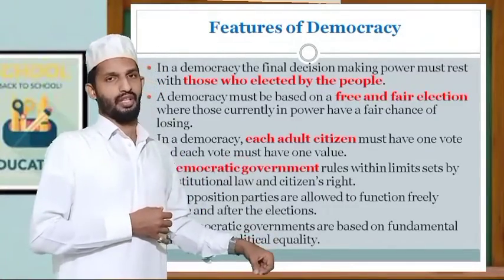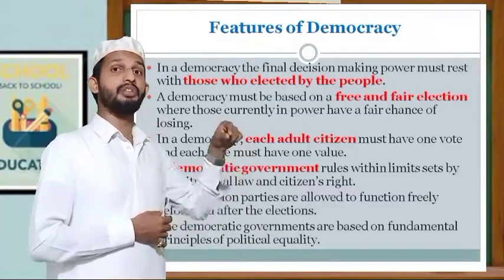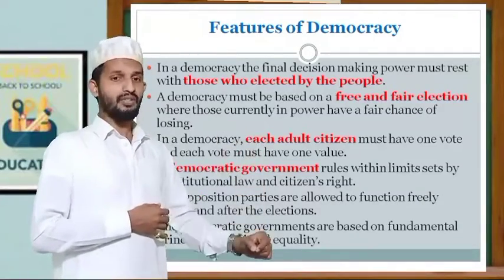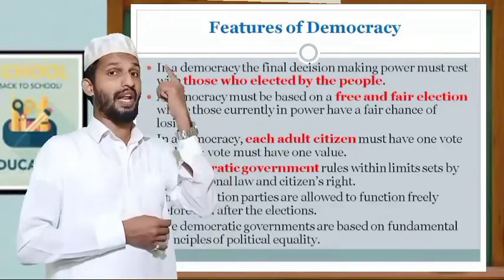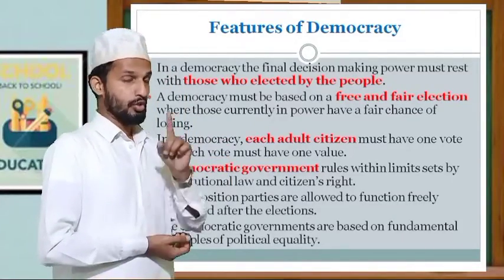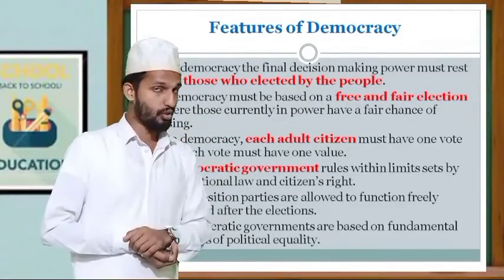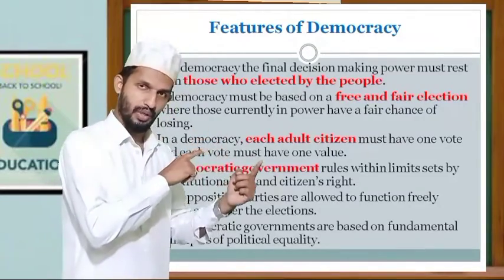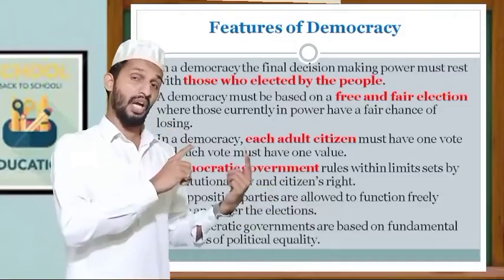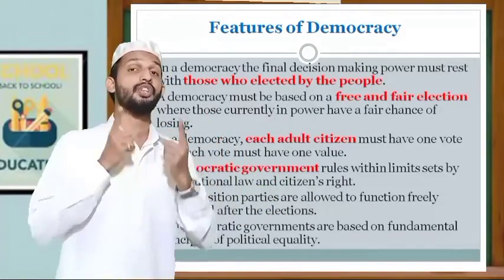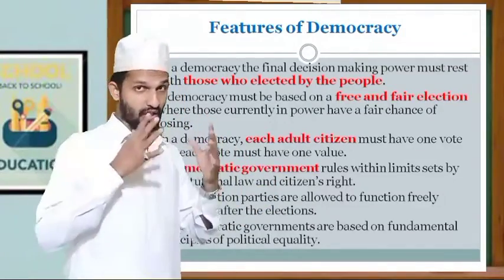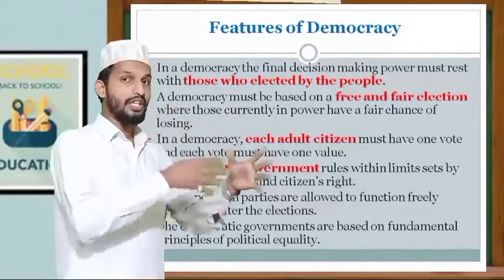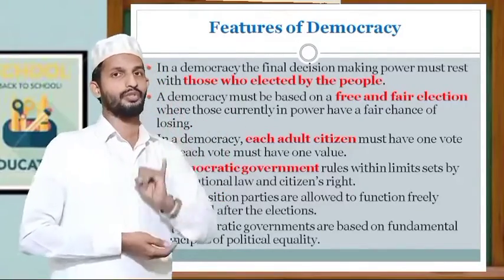In a democracy, the final decision making power must rest with those who are elected by the people. So, who are the rulers? There was a question. So, the rulers who are elected by the people. And what are they doing? They have the final decision making power. So, they are the most powerful in the democracy. So, we got the first question's answer.